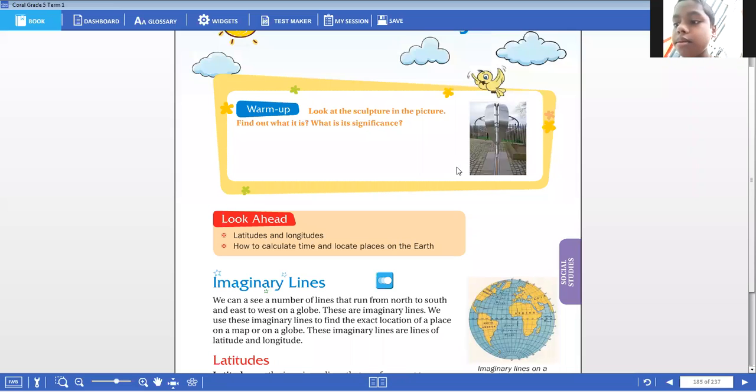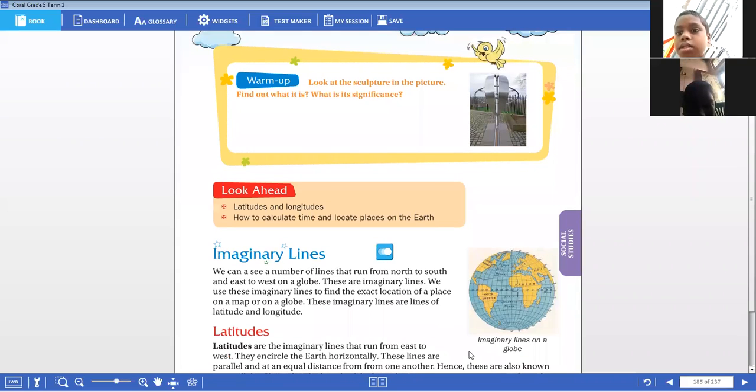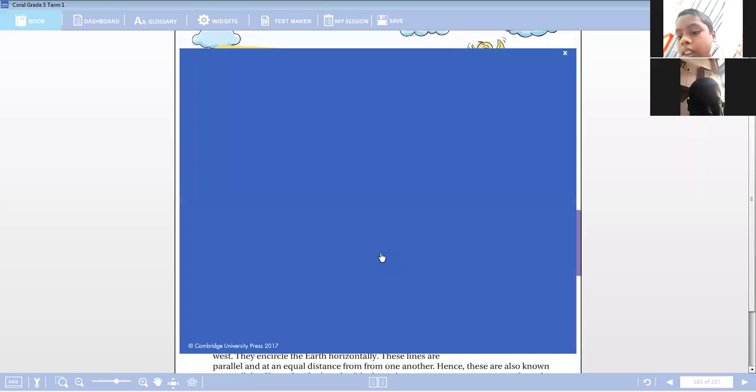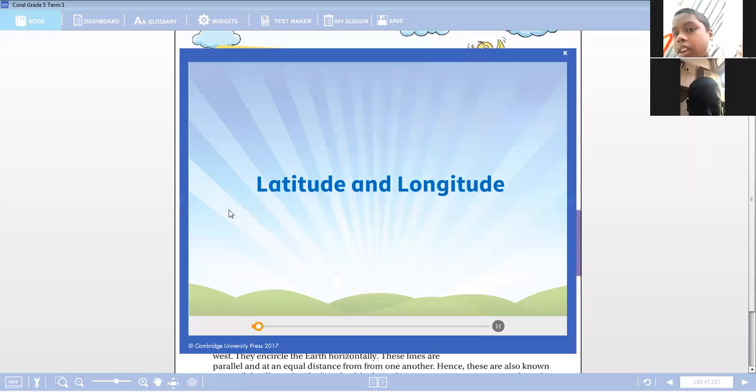Okay. Hope no one has a doubt till now regarding this. What are imaginary lines? Let me show you once.